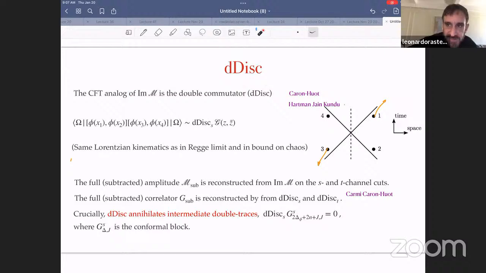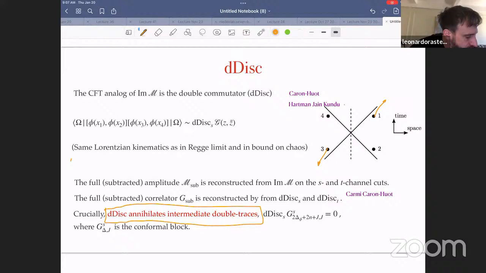And so much like the amplitude, or the subtracted amplitude if you need subtraction, is reconstructed from the imaginary part of M through a dispersion relation, similarly the full correlator, suitably subtracted, is reconstructed from the discontinuity. You need it in two different channels, but that's a technicality. And the crucial point that makes this analytic program successful is that this double commutator lets us focus on single traces. So the double discontinuity of the double traces, say in the S channel, is zero, much for the same reason that the imaginary part of a tree-level amplitude in flat space would be zero. And taking the imaginary part gets you to skip one loop order. You relate the imaginary part of the one-loop amplitude to the square of the tree-level couplings, and a very similar phenomenon is happening here.